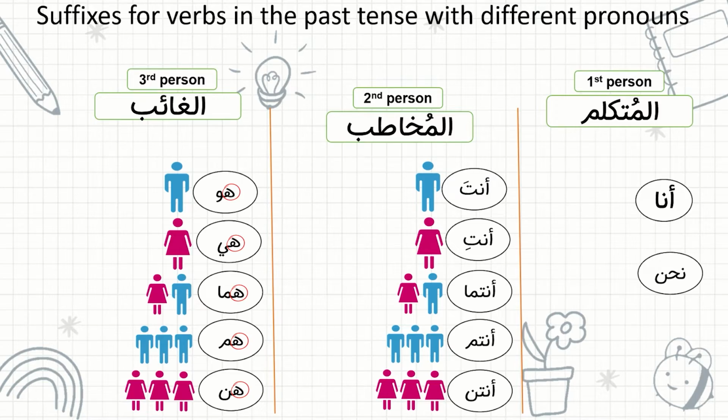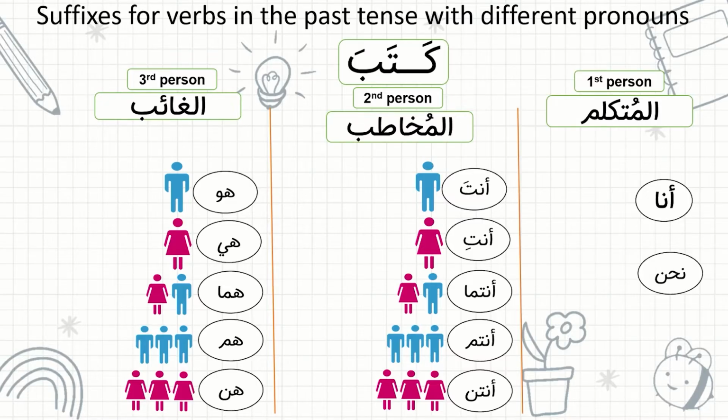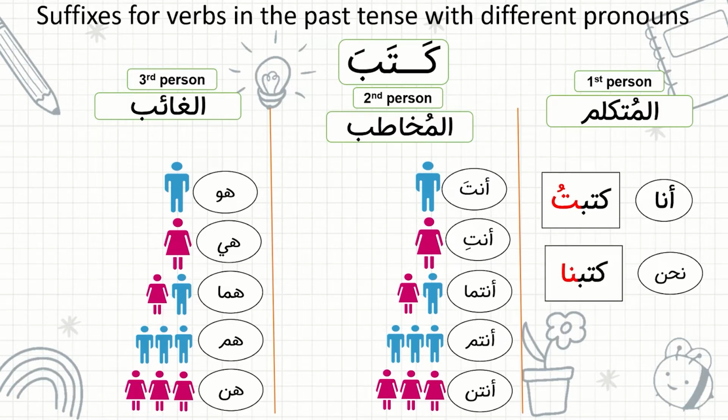For instance, a verb like كتب. Let's see the suffixes that should be attached to it according to the different pronouns. With أنا, it will be كتبت. أنا كتبت. We will add تاء وضمة. With نحن, it will be كتبنا. نحن كتبنا. We will add نون وألف.